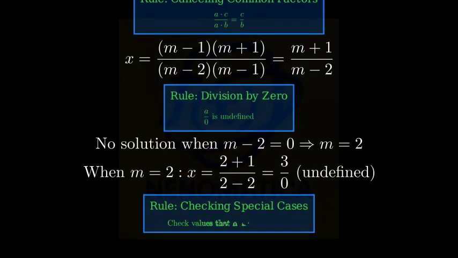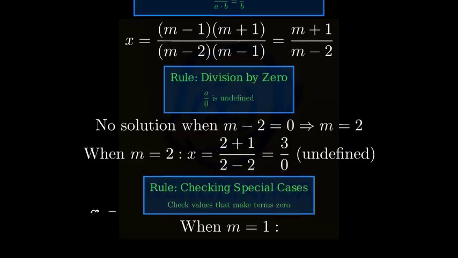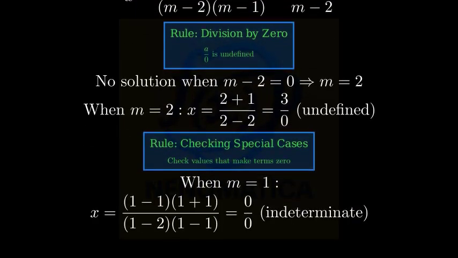Let's examine what happens when m equals 1. Substituting m equals 1 into our original factorized form, we get 0 in both the numerator and denominator, which gives us an indeterminate form. When we encounter an indeterminate form, we need to go back to the original equation and substitute m equals 1 directly.